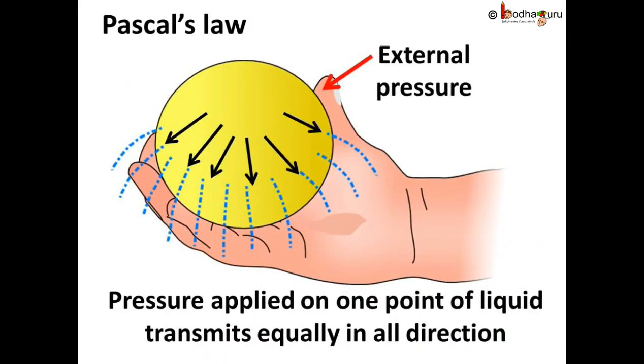You know, the scientist Pascal said if we apply pressure at any point of a confined fluid, it will be transmitted without any change to every other point in the liquid, which means the pressure will be transmitted equally in all the directions. So, the pressure we applied is transmitted equally in all the directions. Thus, water is coming out of all the holes with the same pressure. This is known as Pascal's law or Pascal's principle.